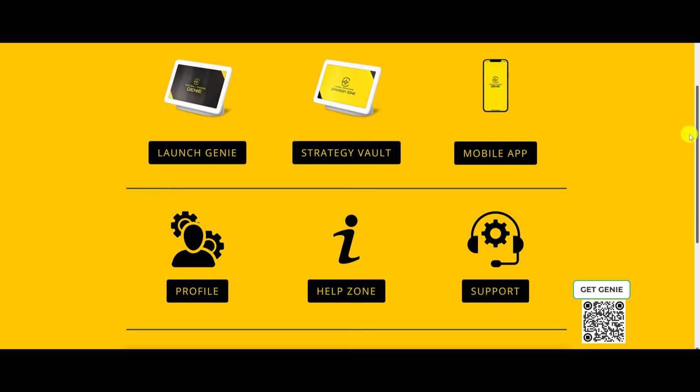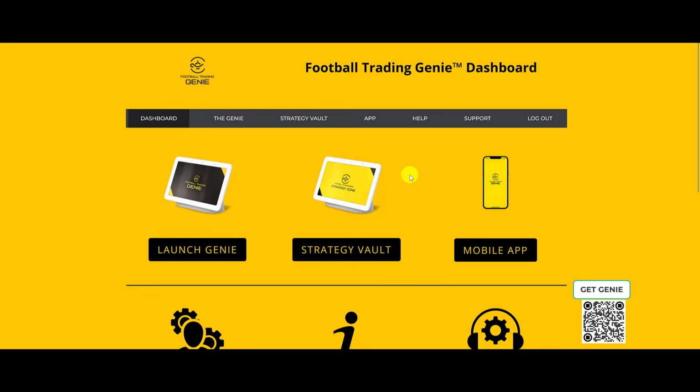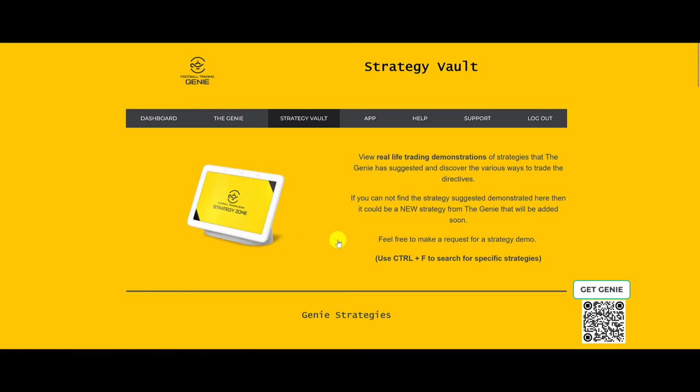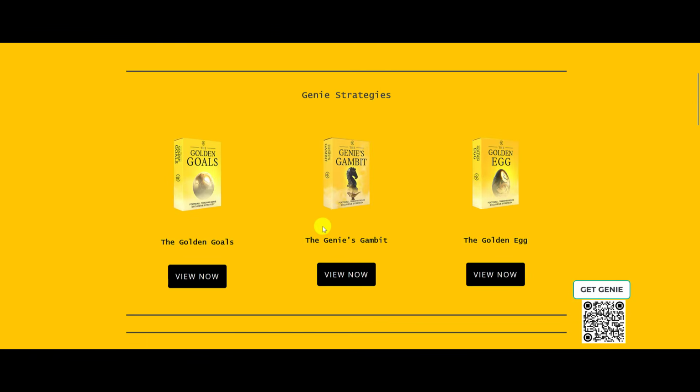Down here, obviously you've got your profile, we don't need to click into that, but you do have the help zone and the support also. For technical issues or any sort of glitches, you can always click on support and open up a ticket, but that should be pretty rare. So this is how it looks with the dashboard, but of course most exciting of all is going to be the strategy vault, which is going to have a lot of strategies, and many more to come in the future, and they'll just be added in here.